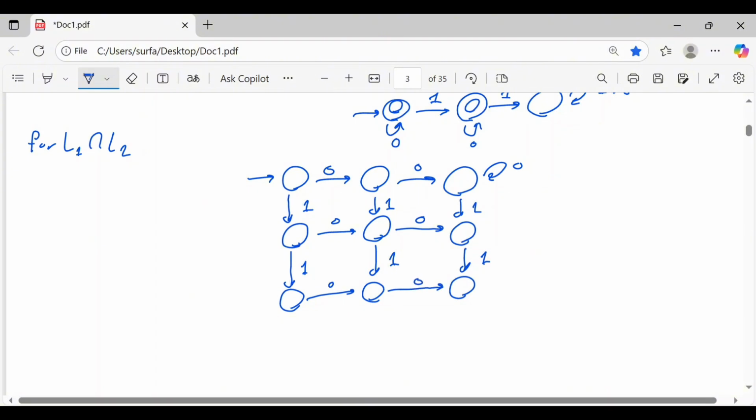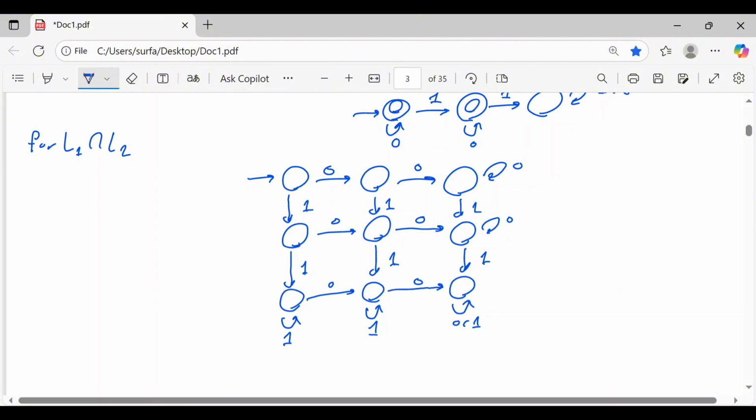And we know that in this state that we have here, actually the edge states, better I say, if we see a 0, we will stay in our state, or for this state, if we see a 1, we will stay there like this. But in our final state, if we see a 0 and 1, we will stay there like this. And yes, this is the DFA for the intersection of L1 and L2.